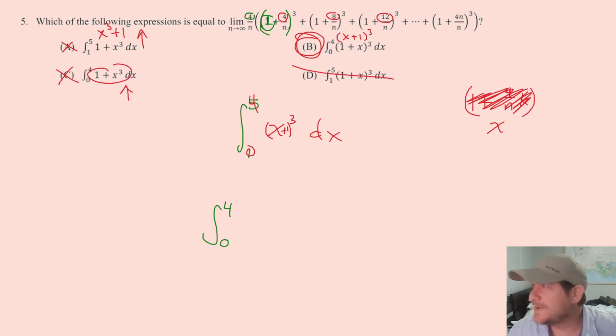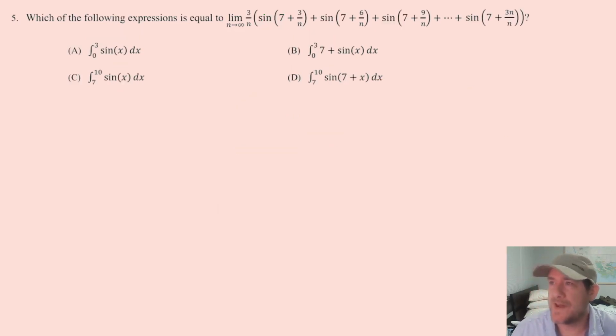All right, let's keep it moving. So the next number 5, which is probably pretty similar to the last one. Again, this would be an integral. If I see a 3 over n, that's making me think my interval width should be 3. If I see 7 plus blah, blah, blah, that's making me think my lower limit should be 7. And with a width of 3, I should go to 10.